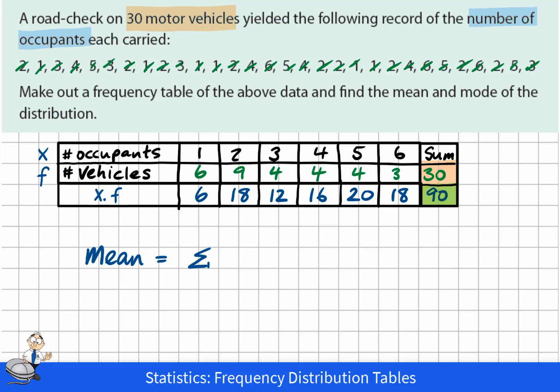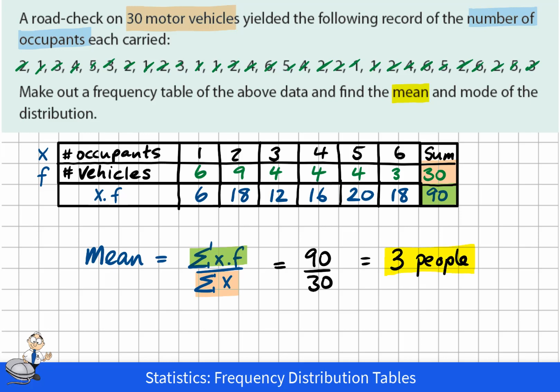The technical formula for the mean is this: the sum of the xf's divided by the sum of the f's. That's a fancy way of just saying it's the total number of people divided by the total number of vehicles. So it's the 90 divided by 30. So we see here in this example, 3 people is the average or mean number of people per car. So that's the first question answered.